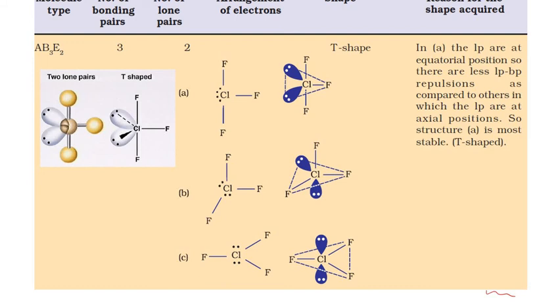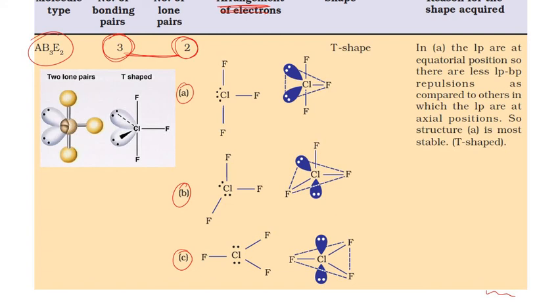The example is AB3E2. It means central atom A is surrounded by 3 atoms by means of bonding pairs, and there are 2 lone pairs, right? So 3 plus 2 is 5. So the arrangement of electrons will include both bond pairs as well as lone pairs, right? So there are 3 types of representation, A, B and C. Okay, we can represent. You can recall that the lone pairs must always be at equatorial positions. Remember this point, students.